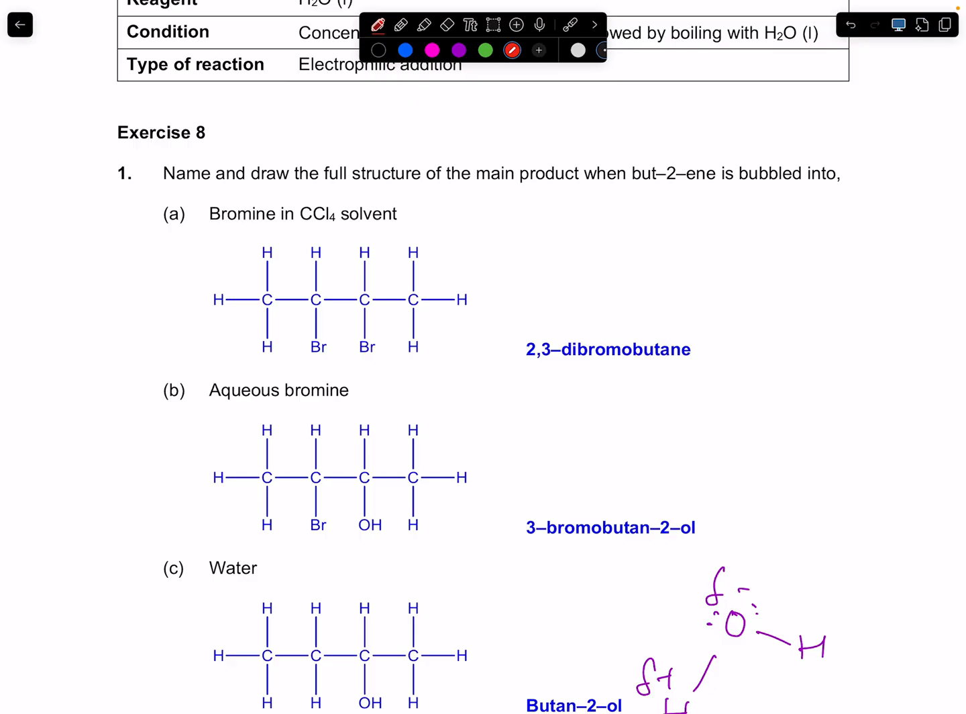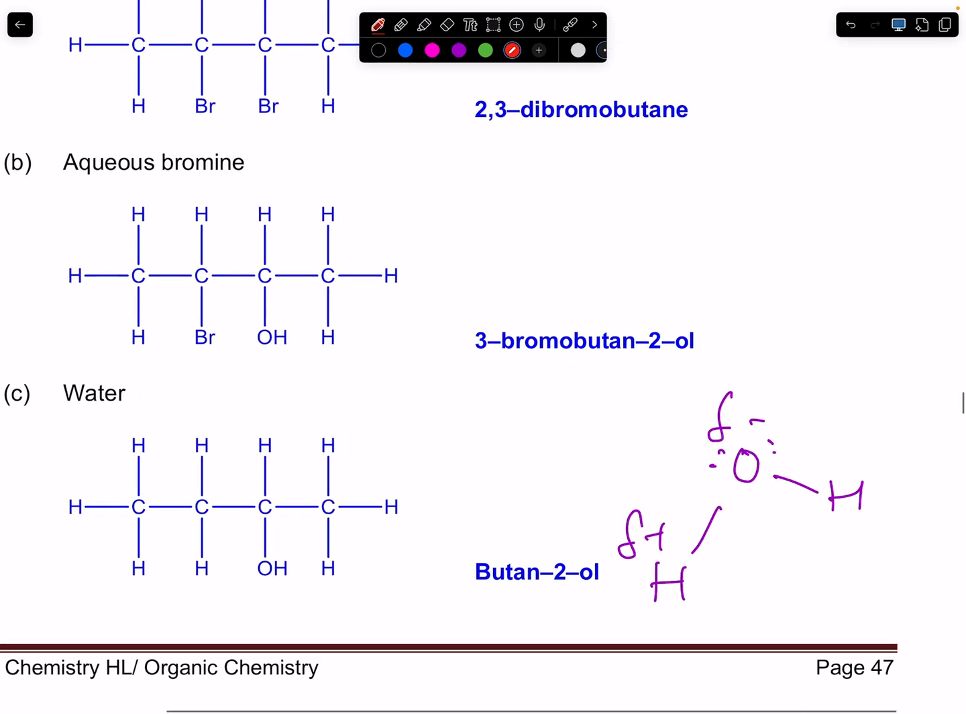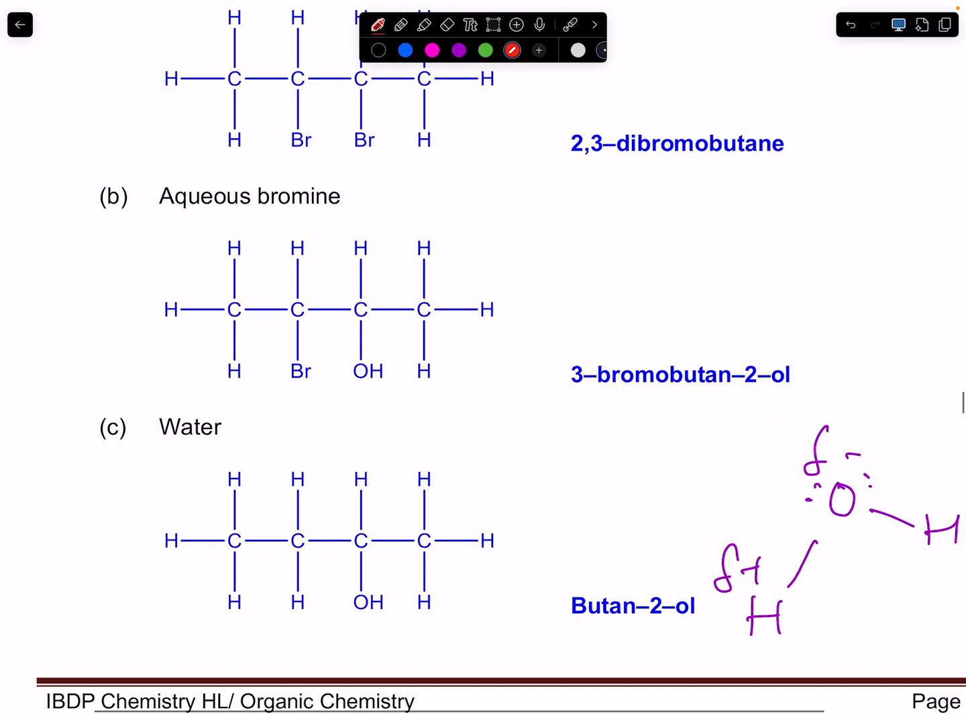Y'all know why aqueous bromine is Br and OH, right? Wait, how does the OH come? From water? No, but how is it born? I thought OH then it will gain electron. Huh? No, your OH will be the one that gains electron. Yeah. And then it will become negative. Who will become negative? Wait, yeah. Makes sense.